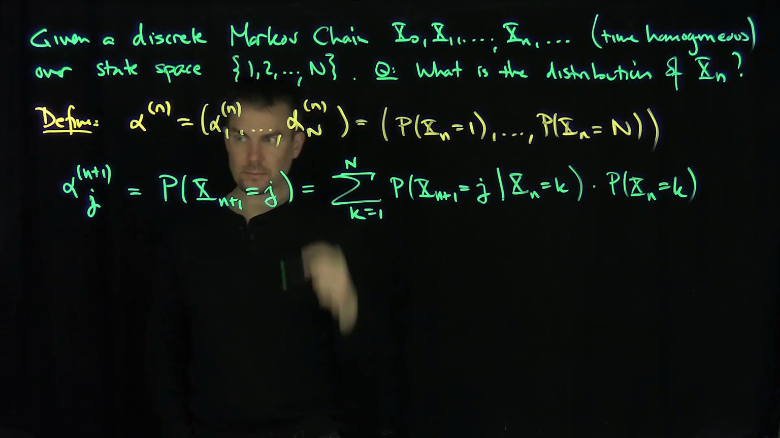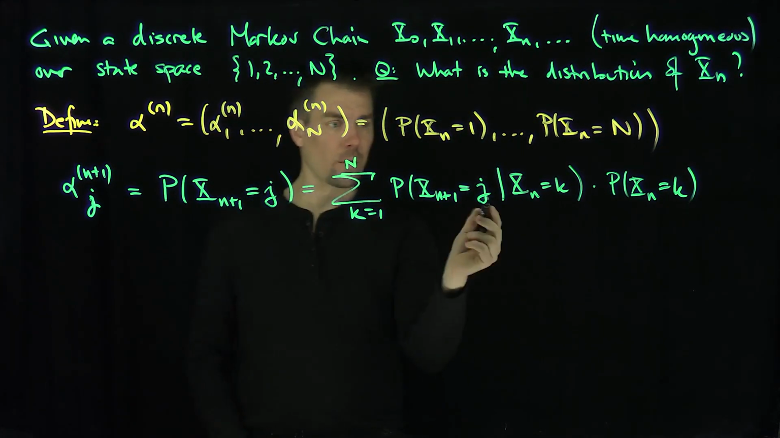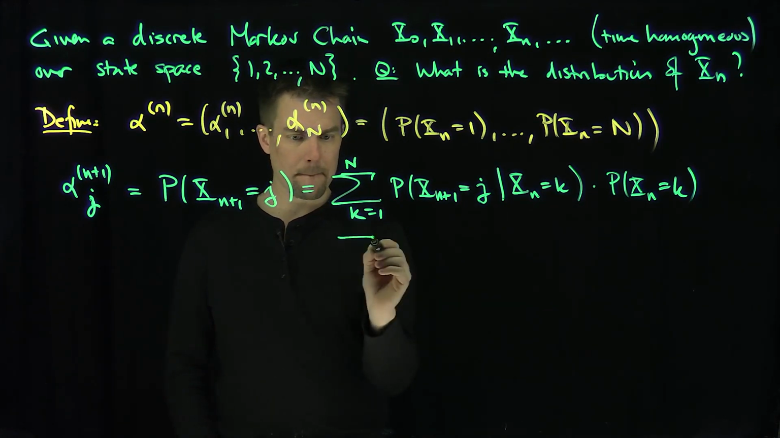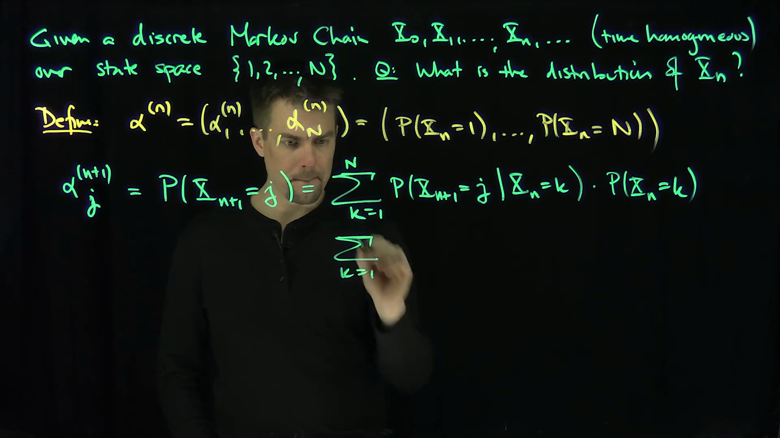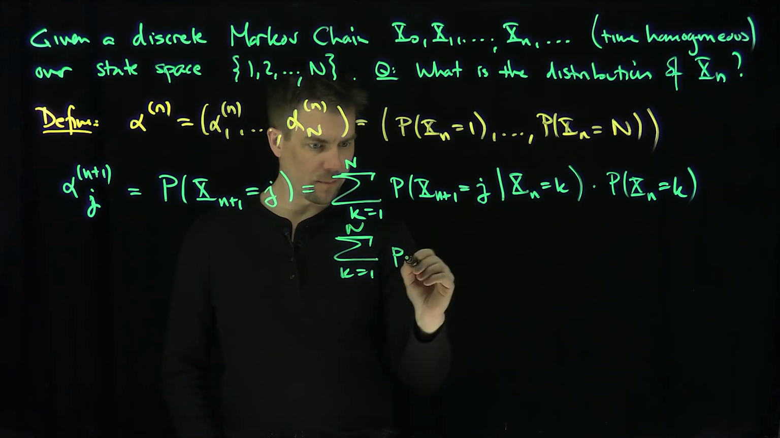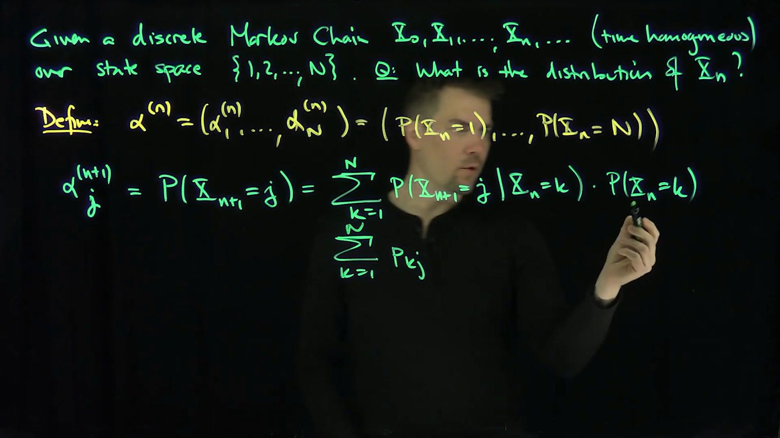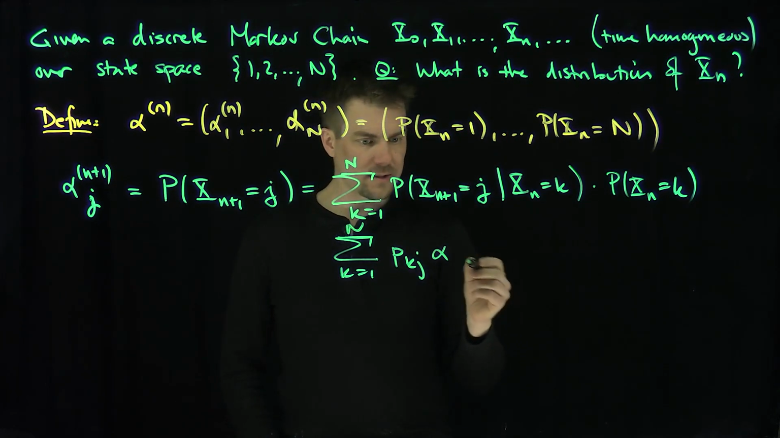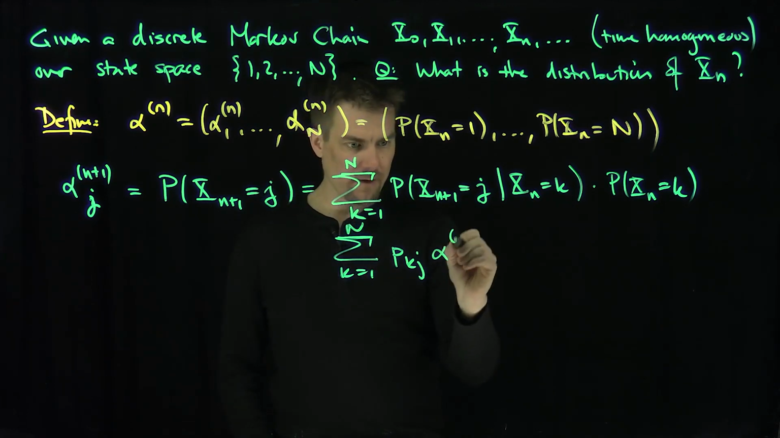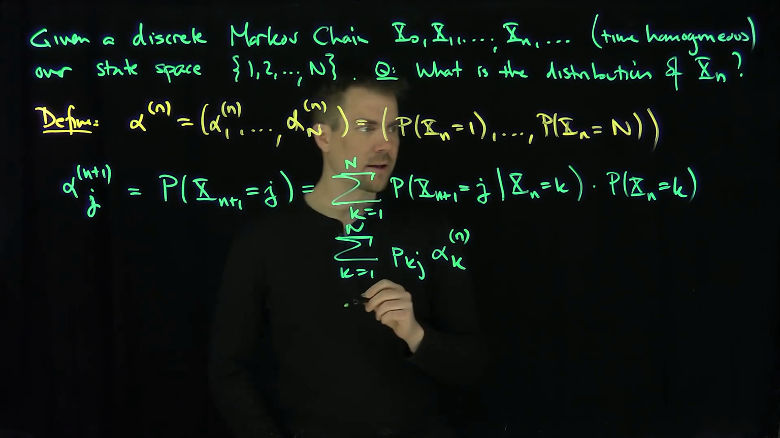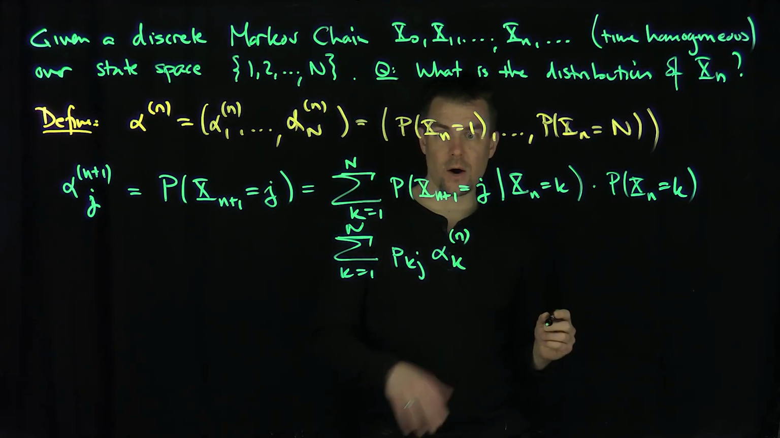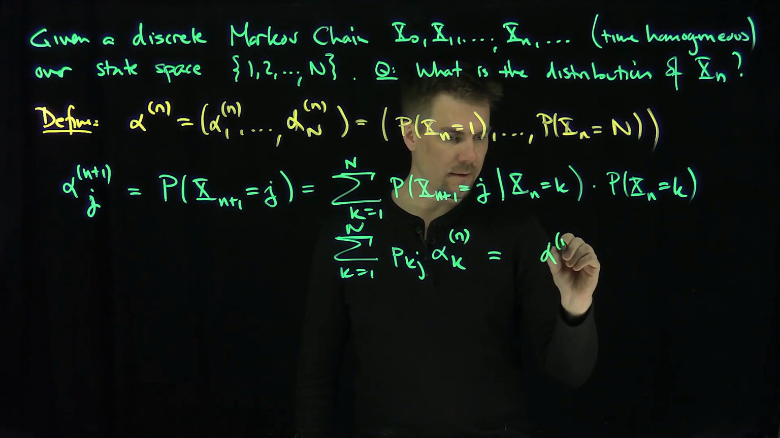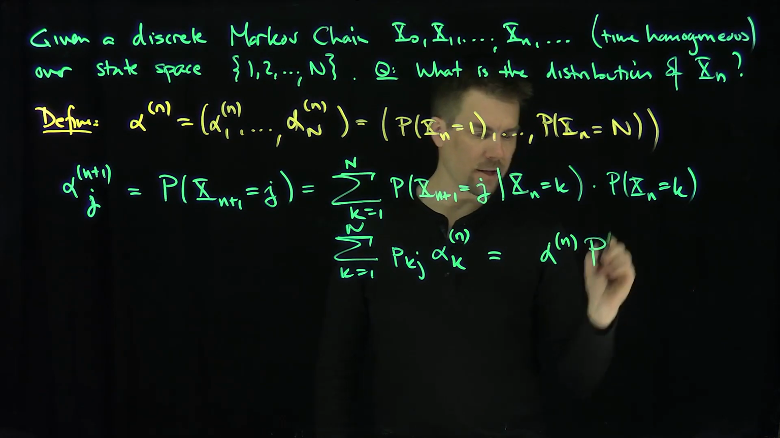All right, so what is this over here? This, of course, is just my p_kj, or p from k to j. This is just the sum over k of P from k to j, and this is the kth entry of alpha n. So what this is now is exactly the row vector alpha n hit with the matrix P.